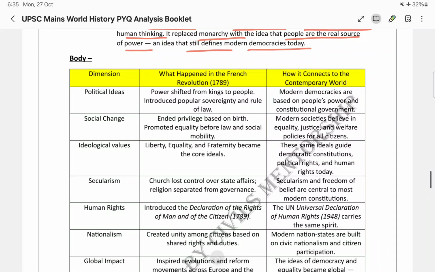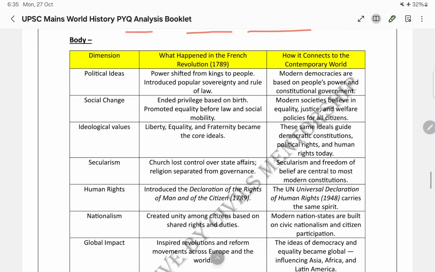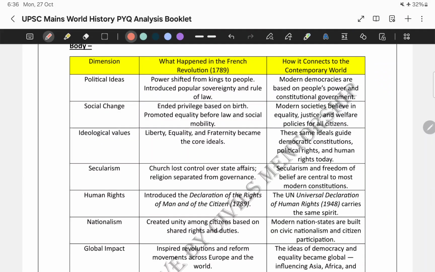Now comes the main body. I am going to structure this in multiple dimensions. As we have discussed previously, in our main body we should write the answer in multiple dimensions, not in only one or two, so that our answer becomes crisp and comprehensive. Let me walk you through the table. I have mentioned about 6 to 7 dimensions. Let's go one by one.